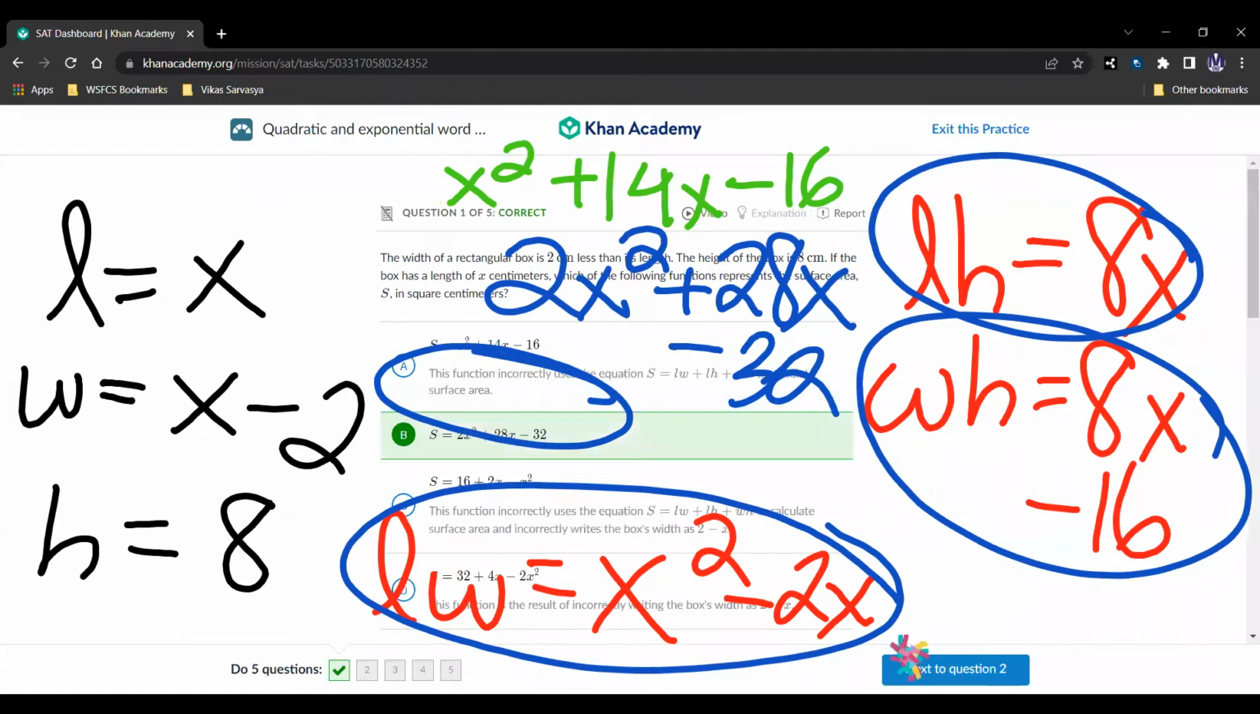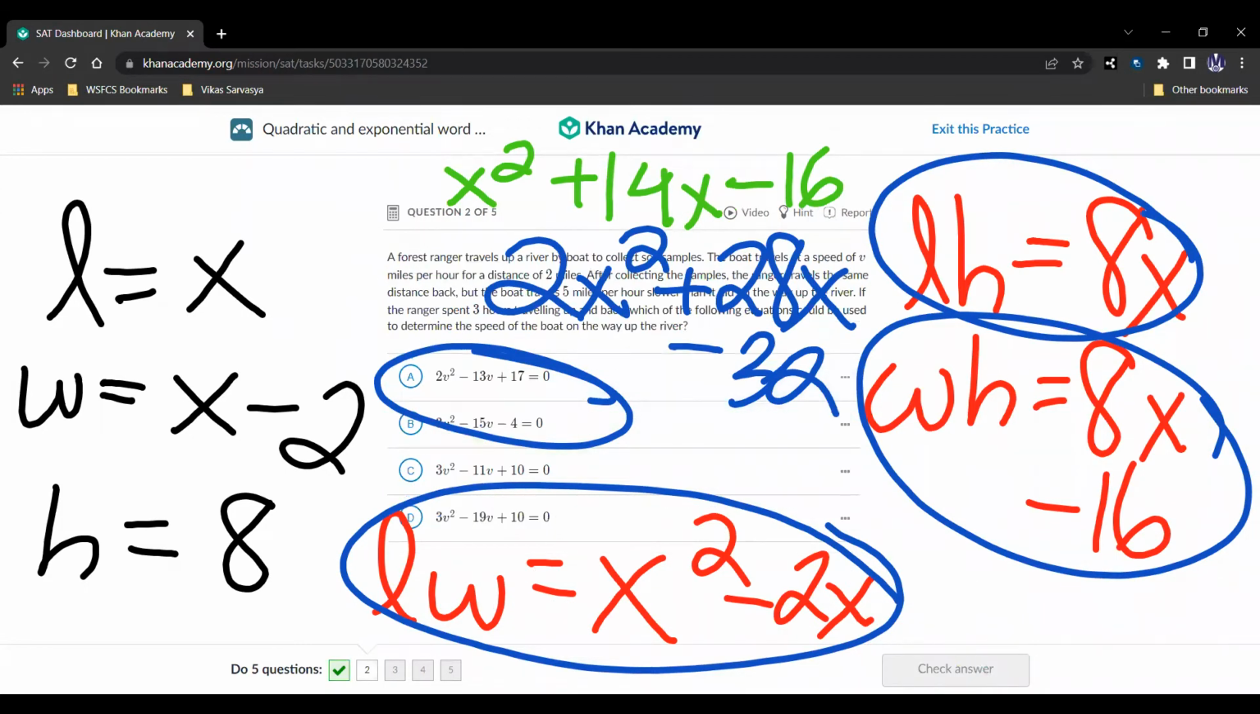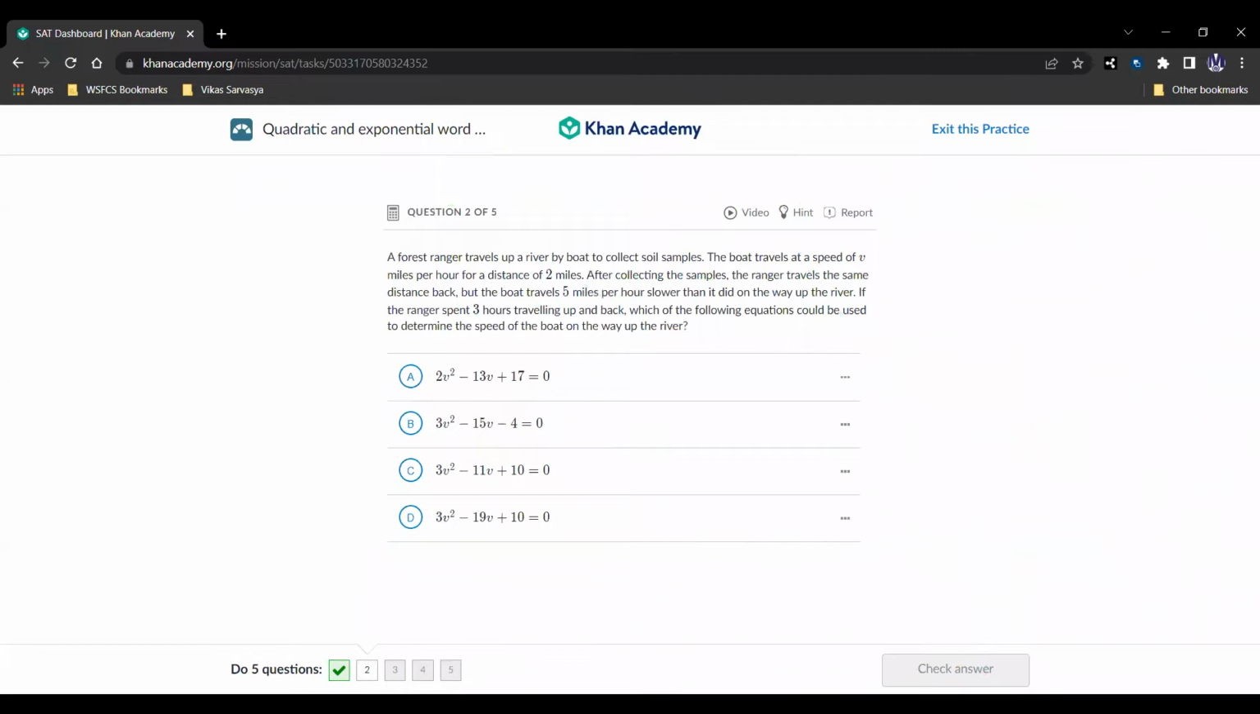And let's move on. All right, question number 2: a forest ranger travels up a river by boat to collect soil samples. The boat travels at a speed of v miles per hour for a distance of 2 miles. After collecting the samples, the ranger travels the same distance back, but the boat travels 5 miles per hour slower than it did on the way up the river. If the ranger spent 3 hours traveling up and back, which of the following equations can be used to determine the speed of the boat on the way up the river?